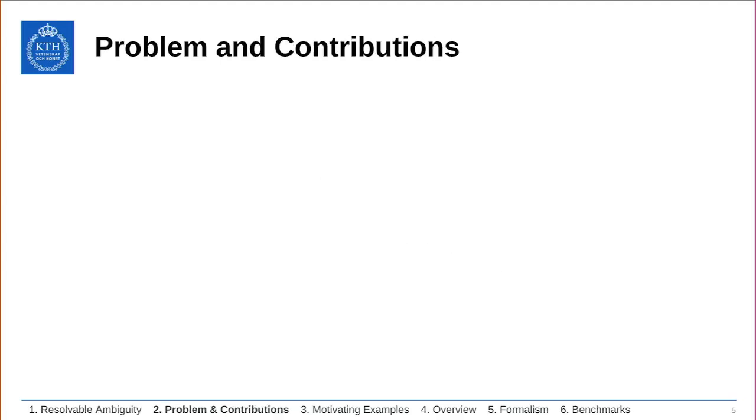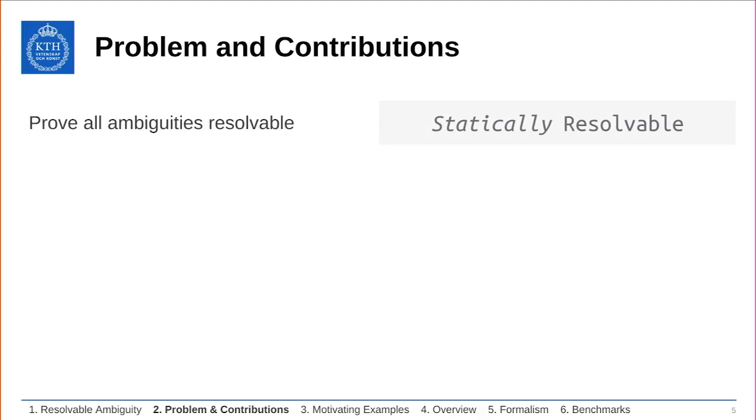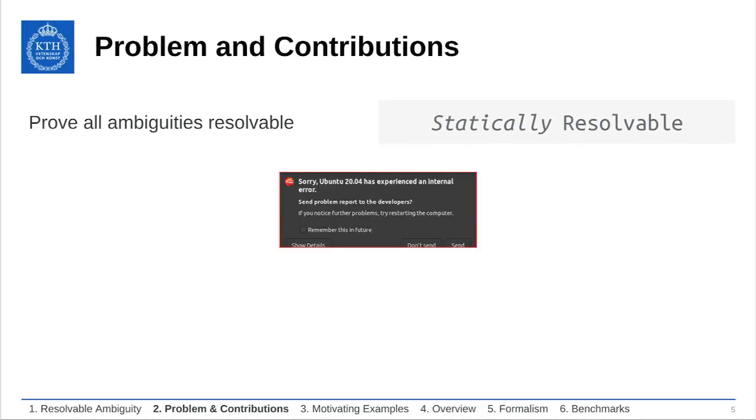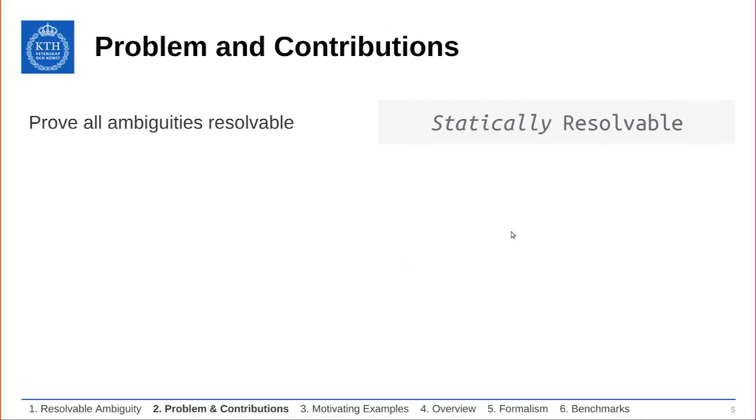So our work today, what we are presenting, has a set of problems that we're trying to solve. The first one is that we need to prove that all ambiguities are resolvable. In our previous work, we had property-based testing for this, which often would find counterexamples if they existed, but not always. In the work today, we have a proof for it.